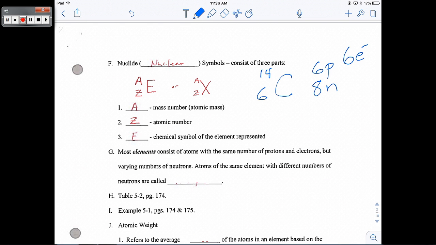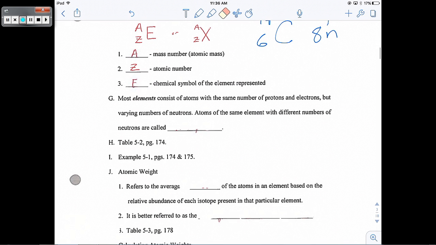Moving along, most elements consist of atoms with the same number of protons and electrons, like I mentioned, but they have varying numbers of neutrons. Note that all that does is change the mass. If you change the electrons, you change the charge, but you don't change the mass.